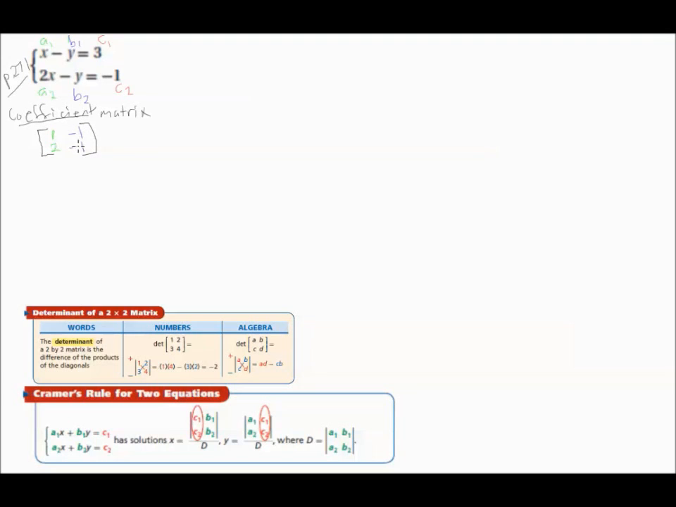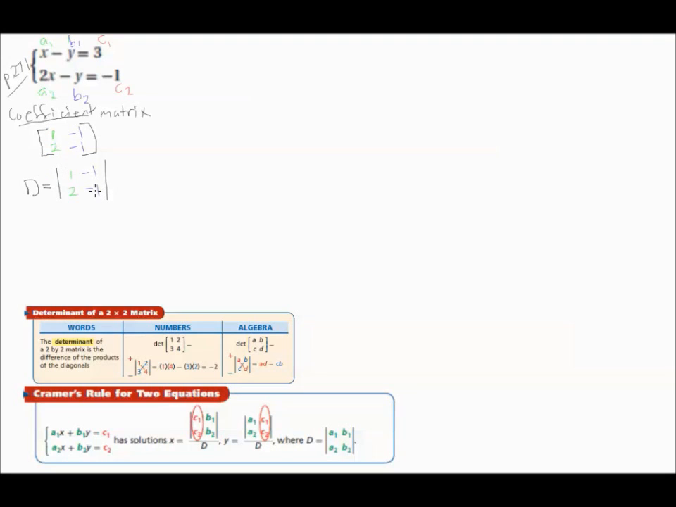Once I have this coefficient matrix, I need to find the determinant of this coefficient matrix. And I'm going to call that determinant D. So D will equal the determinant of my coefficient matrix. And I can represent that with my straight lines on either side. That means take the determinant of this matrix. And remember the way that we take a determinant of a 2 by 2 matrix, I find the cross products, where I go down diagonals first.